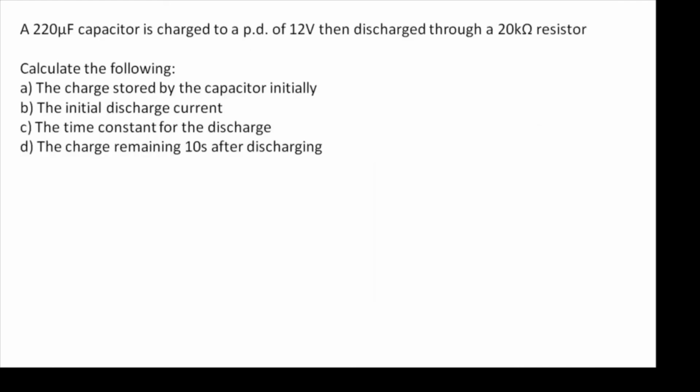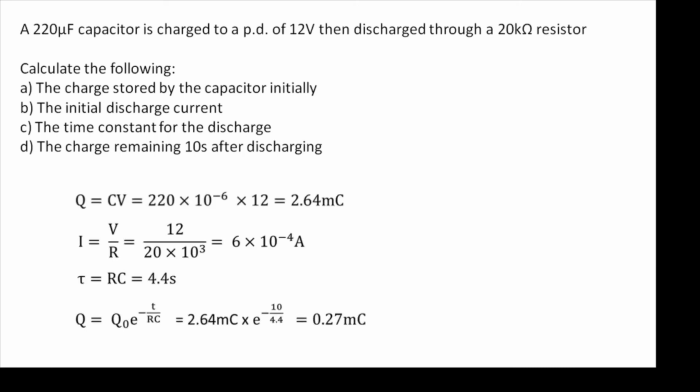Here's a question you can have a go at. A capacitor charged up to 12 volts is then discharged through a 20k resistor. Work out the following quantities. I suggest you pause the video and have a go at it. And here are the answers, and hopefully that's what you got.